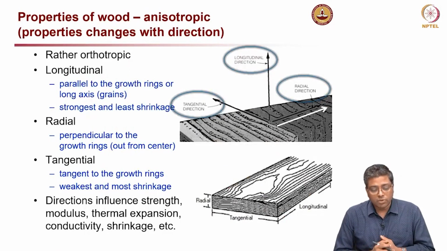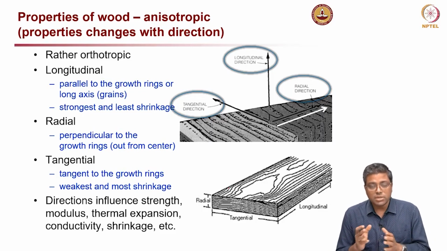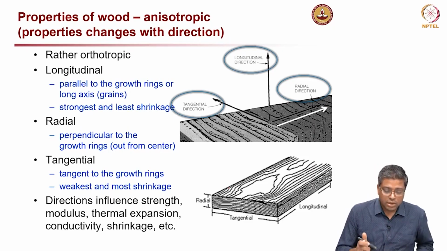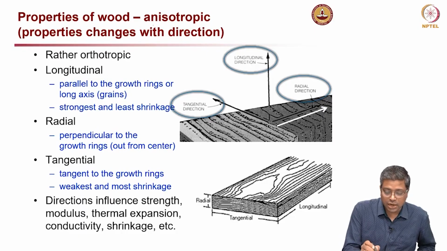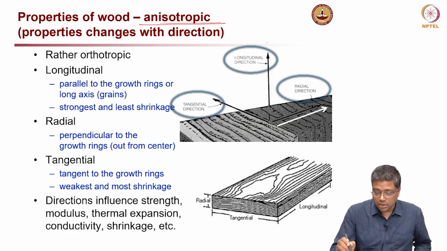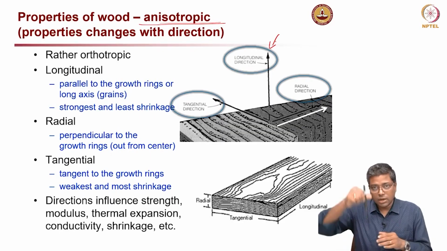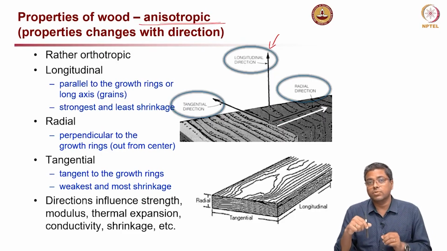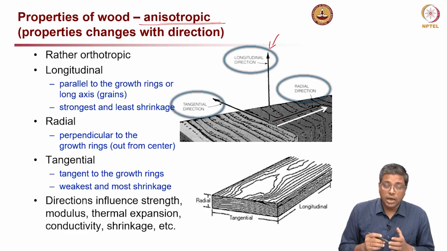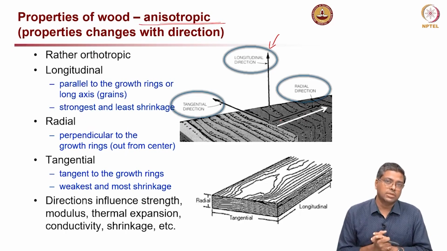Now, properties of wood are anisotropic in nature. That means they are very much dependent on the direction. I would say even rather orthotropic in nature, but again let us say anisotropic is the key word which we are talking about here. Now, in the longitudinal direction, that is along the stem or along the grains, parallel to the axis of the growth rings, they are strong in that direction and least shrinkage happens in that direction.